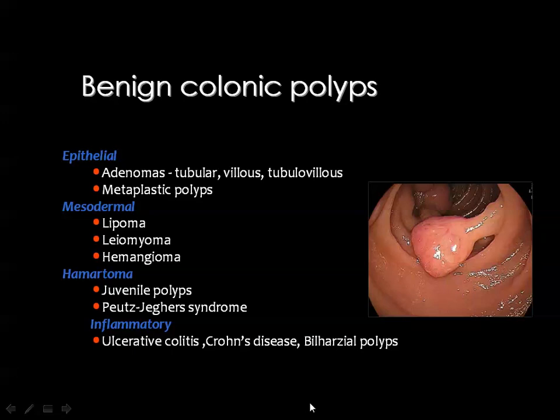Then we come to the benign or the neoplastic lesions of the colon, starting with the benign lesions, and we have a lot of benign polyps in the colon, starting with epithelial polyps like adenoma, tubular, villous and tubulovillous, or the metaplastic polyps, mesodermal polyps like lipoma, leiomyoma, and hemangioma, hamartomatous polyps like those seen in juvenile polyposis syndrome and Peutz-Jeghers syndrome, and inflammatory polyps like those pseudopolyps seen in ulcerative colitis, pseudopolyps in Crohn's disease, and in the bilharzial polyposis of the colon.